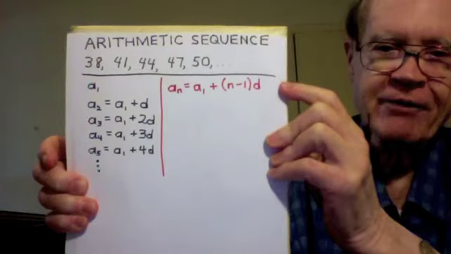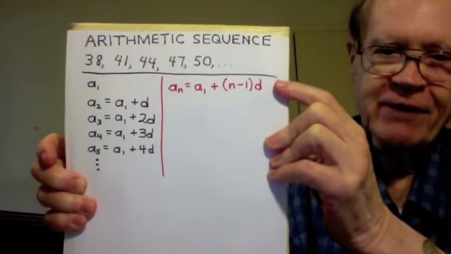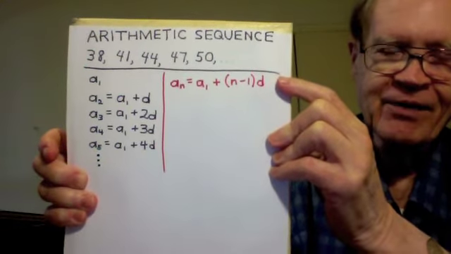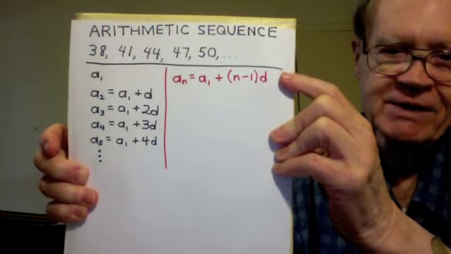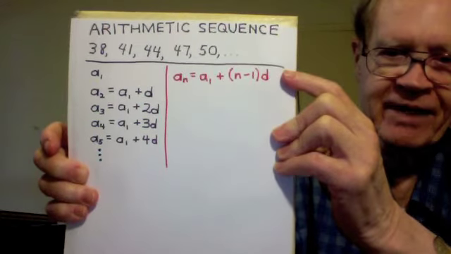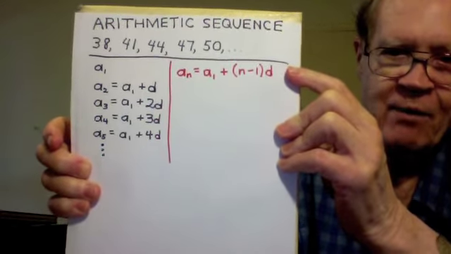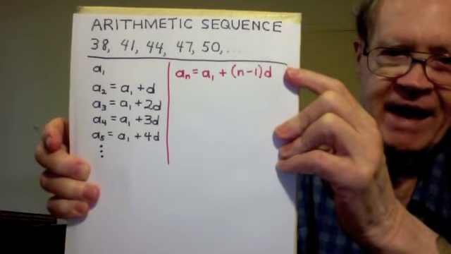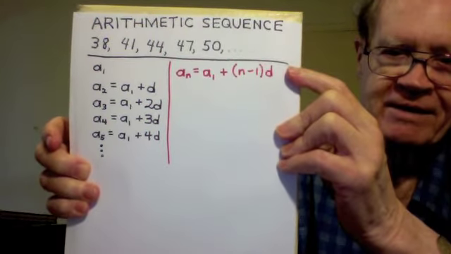And therefore we can generalize. We get this general formula for the nth term of an arithmetic sequence. An, the nth term, equals A1 plus n minus 1 times D.